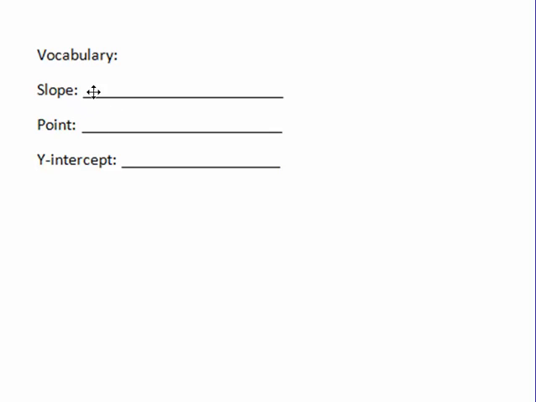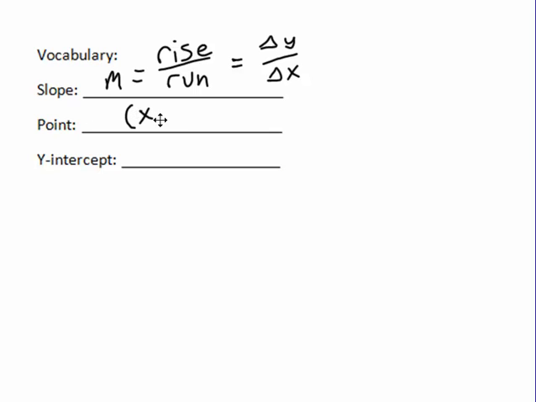When it comes to slope, slope is m equals the ratio of rise over run. And really, again, this is just the change in y over the change in x. Nothing more than the change in the rise, change in the run. Now, a point is simply an xy ordered pair. And we've plotted many points. So a point is just an xy ordered pair.